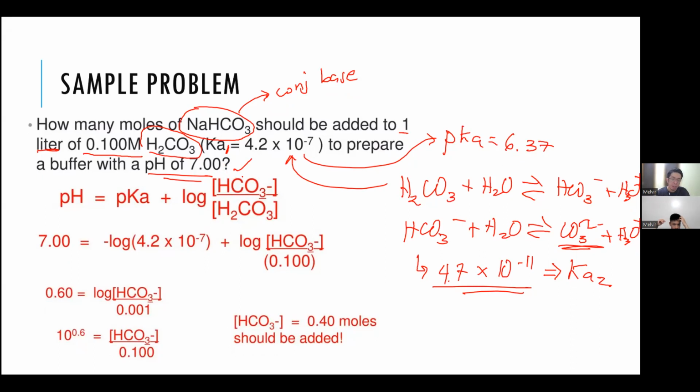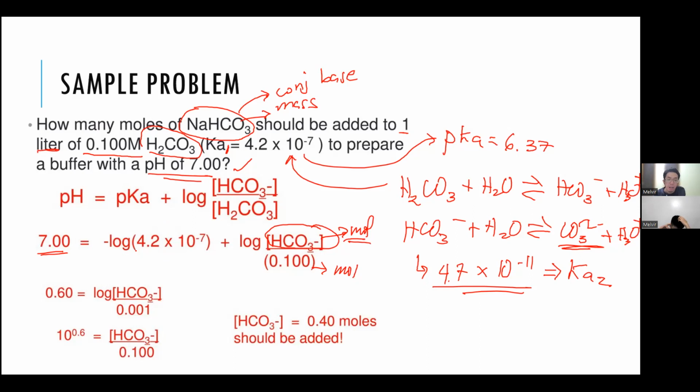Now, the question is how to prepare it. You have 1 liter of 0.1 molar carbonic acid, you have the Ka, and your target pH is 7. What is missing is the mass of the bicarbonate, which you will now look for. We substitute 7 here: negative logarithm of Ka plus logarithm of the bicarbonate over 0.1. Since the volume is 1 liter, you can cancel it out since they have the same volume. So we can assume these are moles, and the moles of bicarbonate is what we can calculate.